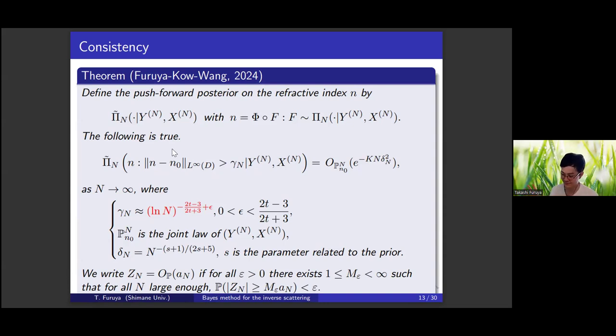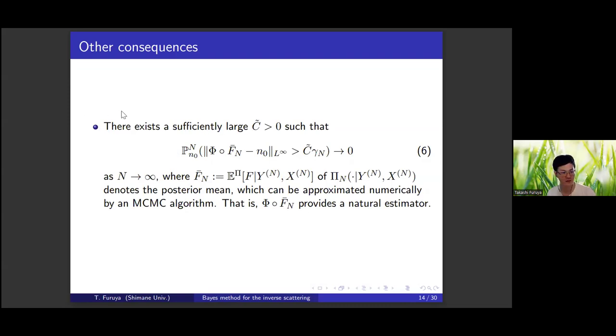This is in the Bayesian version. The easier consequence to understand is this: psi hat, roughly speaking, is the posterior mean. The posterior mean is very close to n zero in the sense of probability, in probability, if n goes to infinity.